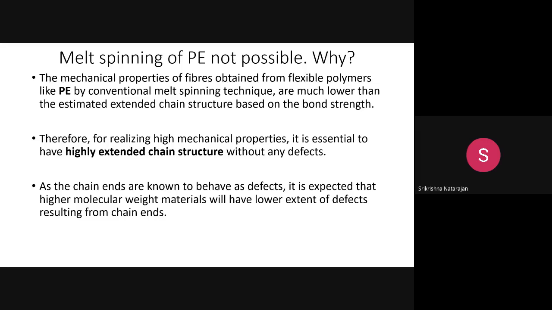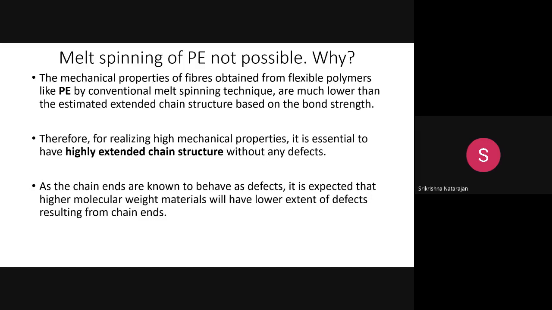Melt spinning is recommended for situations where the polymer is thermally stable. If the polymer is not thermally stable, in the sense that before reaching the melting temperature it degrades, in that case melt spinning is not a correct option for that polymer. Okay, so melt spinning of polyethylene is not possible. Why? Not only that is the reason, there are some other reasons also.